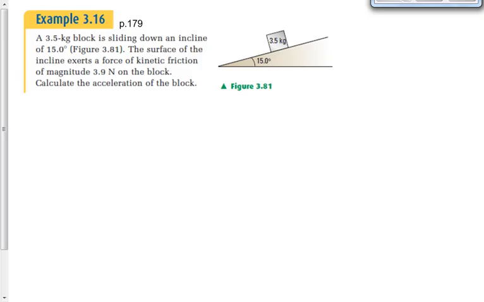Here's another one for you. Completely different here. Or at least it appears completely different. This one's a block on a hill. We want to find the acceleration of the block.